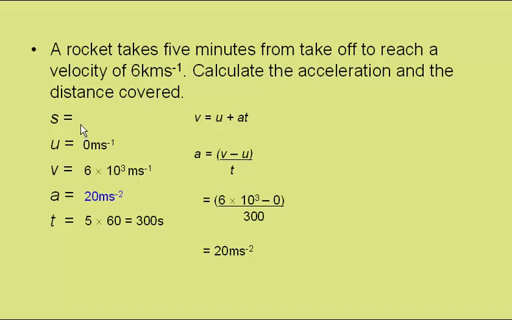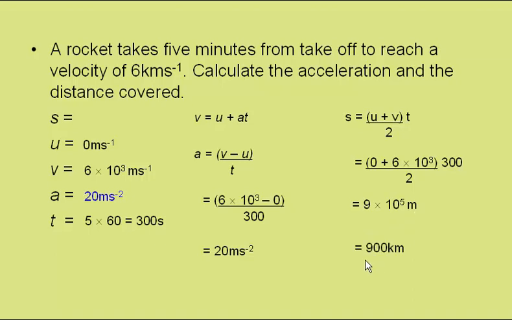Now I need to find the displacement s, and the equation I'm going to use, s equals u plus v over 2 times t. Putting in the numbers gives me a displacement of 9 times 10 to the 5 meters, or we could write that as 900 kilometres, which I will add to my list.